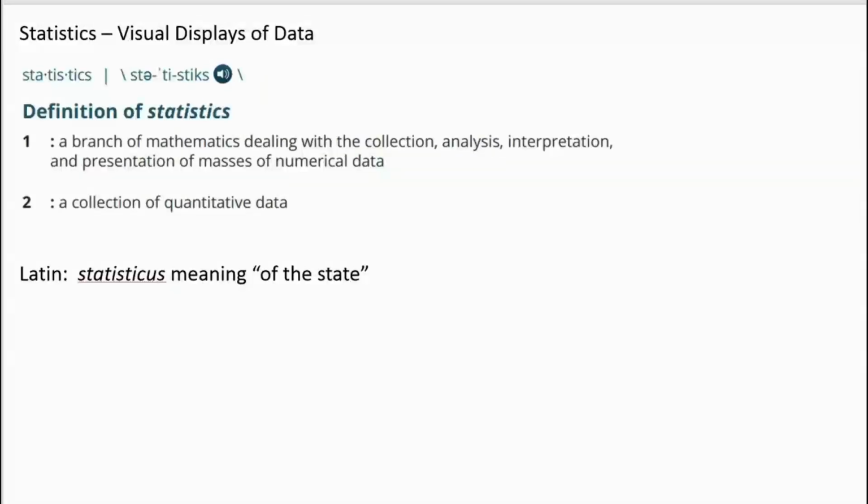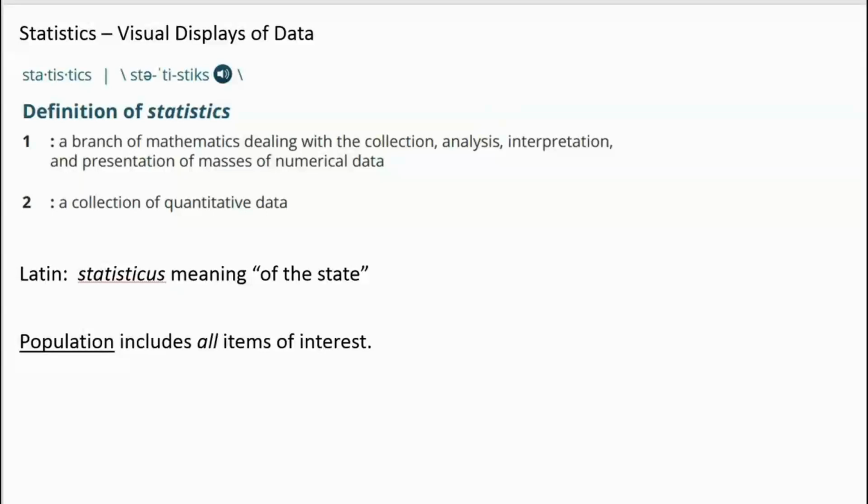Now, statisticus is where the word statistics comes from, and that's Latin, and it means of the state. And you would think it has nothing to do with that, but if you think about the government, that's probably one of the first institutions that might use statistics. And so it's information the government was collecting, and it's this data that could become important to making decisions. So probably the government used statistics first, but again, it comes from the Latin word statisticus.